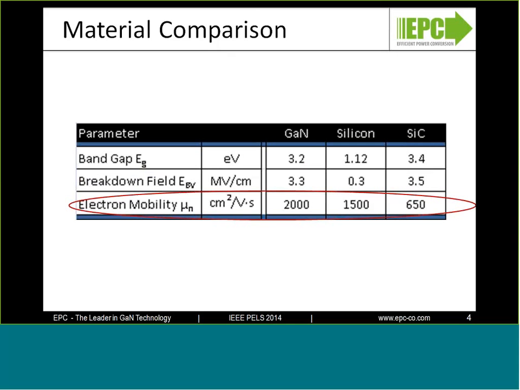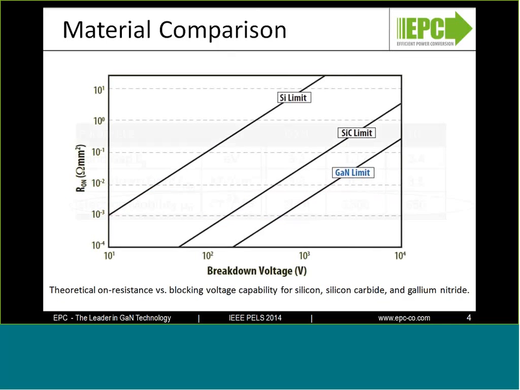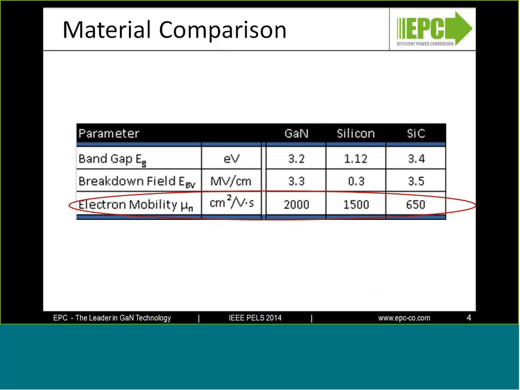As you can see, silicon has a very high mobility, 1,500 centimeters squared per volt second. Silicon carbide, quite a bit worse. But gallium nitride, the best of all, at 2,000 centimeters squared per volt second. And that's because of a unique characteristic called a two-dimensional electron gas, which we'll discuss in just a minute, which allows the electrons to move faster and easier throughout this crystal.